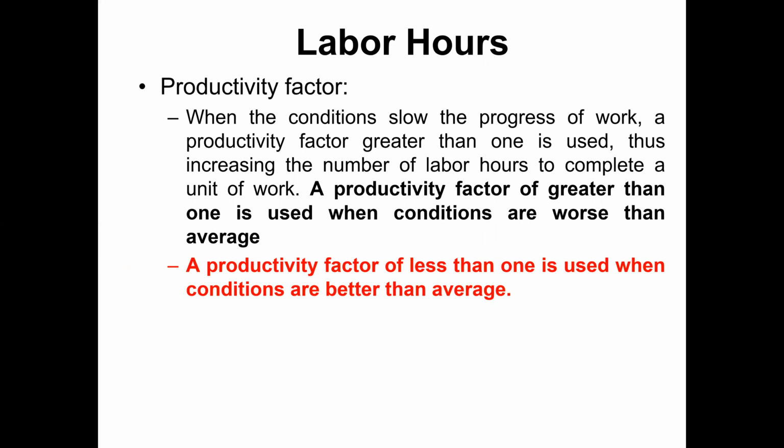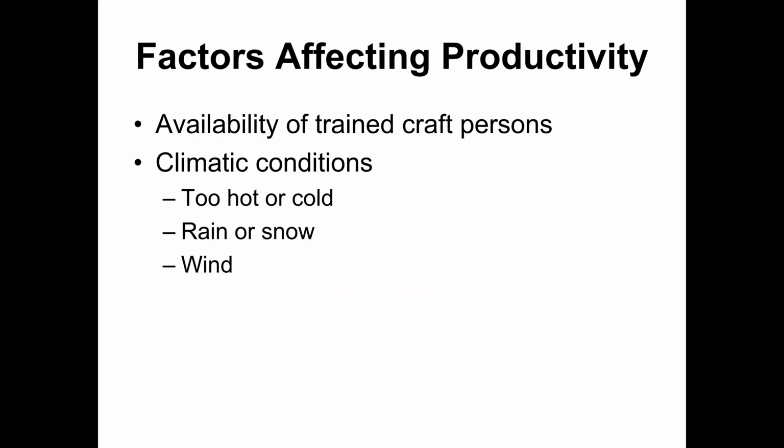A productivity factor of less than 1 is used when the conditions are better than average. For average, it is 1. When conditions are better, it means they are very comfortable. If you are working under air conditioning or inside a closed environment, you can work more comfortably and produce more, so your productivity will be more. But when you are working at height, under the sun, or in confined space, your productivity will reduce.